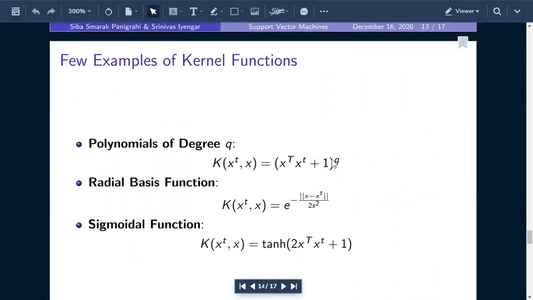Now coming to a few examples of kernel functions, you can just see it and that will be perfectly fine. Sometimes in sigmoidal people use tanh, and in most cases the sigmoid function is used.